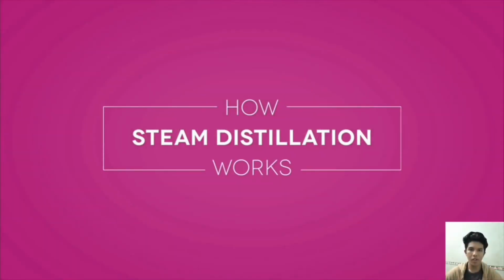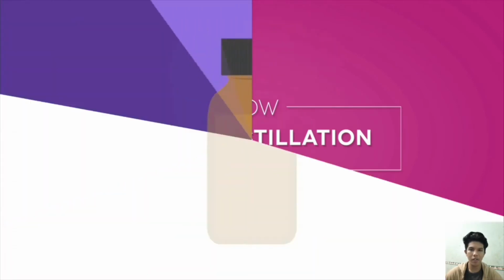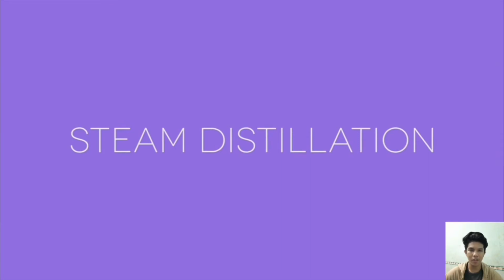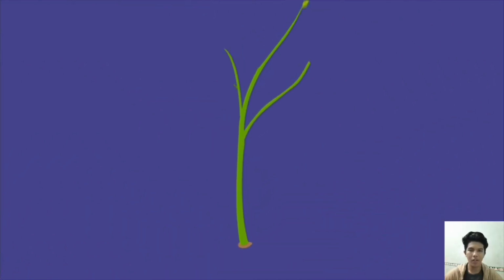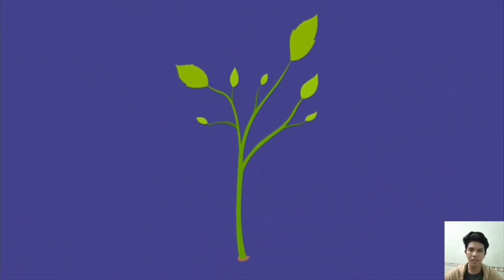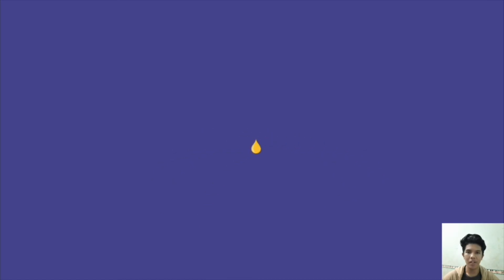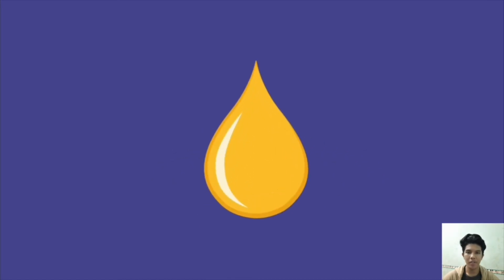Assalamualaikum warahmatullah. Hi, my name is Amir Muzaffar. For laboratory experiment, we will see how a steam distillation works. Most essential oil is produced by steam distillation. It is the best way to take freshly harvested or dried plant and extract pure essential oil.